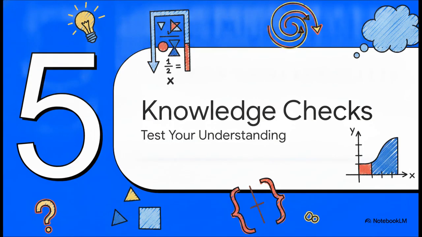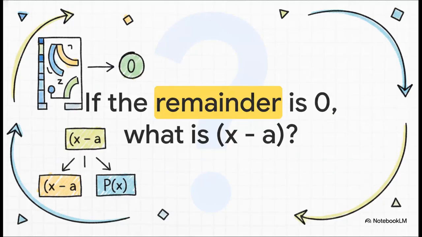Section 5. Knowledge checks. All right, let's put this into practice. Here is check number 1. If a polynomial p of x is divided by the binomial x minus a, and the remainder turns out to be exactly 0, what does the remainder theorem tell us about that binomial x minus a? Try to think back to the relationship between remainders and the factors of a polynomial. Take a quick mental pause here before we reveal the solution.